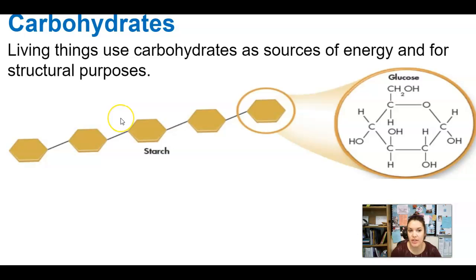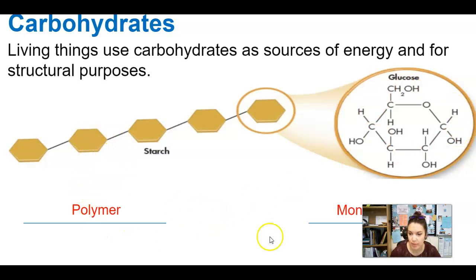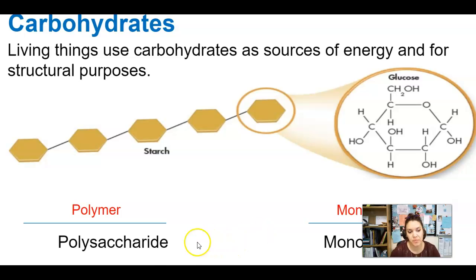Carbohydrates: living things use carbohydrates as sources of energy and for structural purposes. In this example, it's showing you a starch, like that would be in a potato. And if you look at the actual chemical structure, it looks like this. So inside of those starches, we have a lot of molecules of glucose. Okay, so again, this would be a polymer, and this would be the monomer of it. So the polymer is all these chained together. Okay, so some more words for you. We call these a polysaccharide, and the basic subunit would be a monosaccharide.